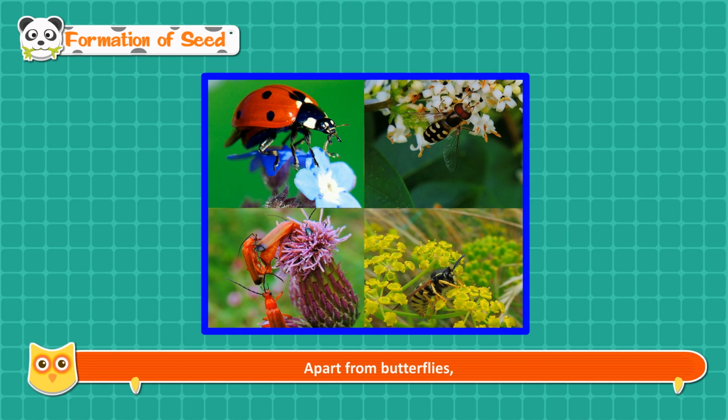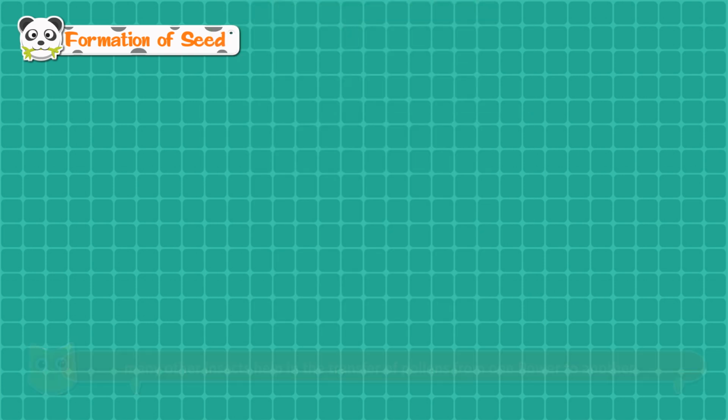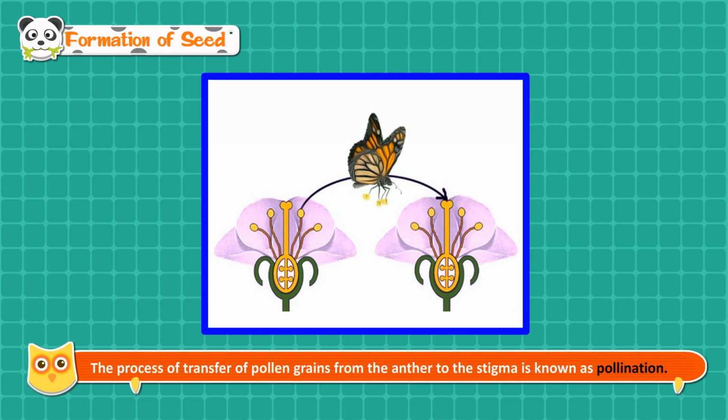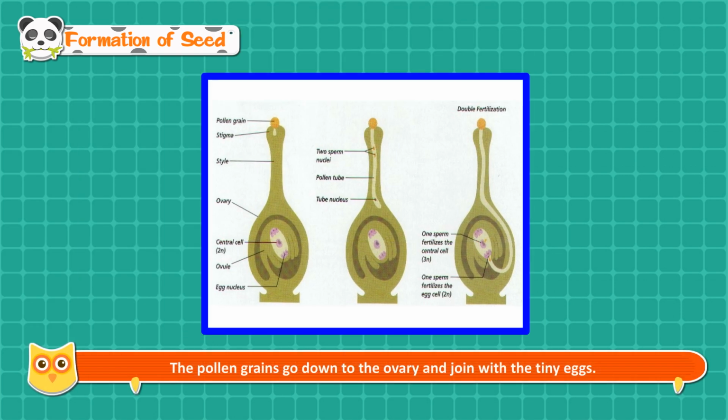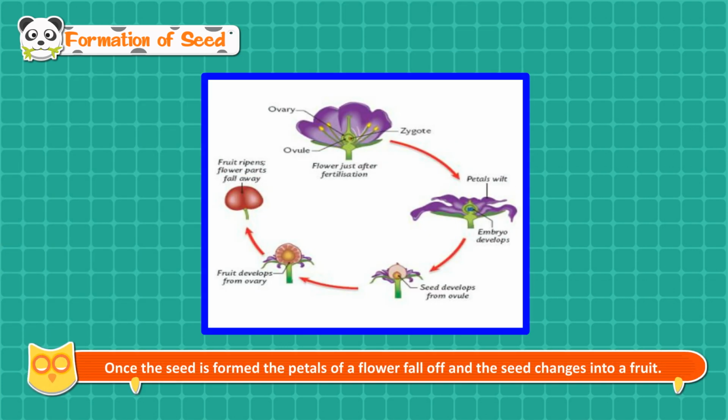Apart from butterflies, many other insects help in the transfer of pollens from one flower to another. The process of transfer of pollen grains from the anther to the stigma is known as pollination. The pollen grains go down to the ovary and join with the tiny eggs. This process is called fertilization. Thus, a seed is formed. Once the seed is formed, the petals of a flower fall off and the seed changes into a fruit.